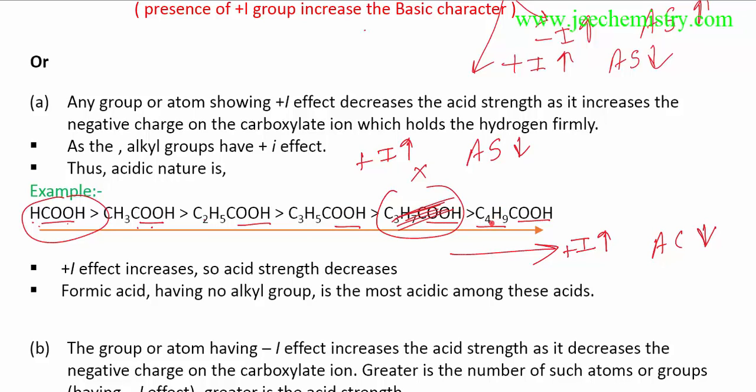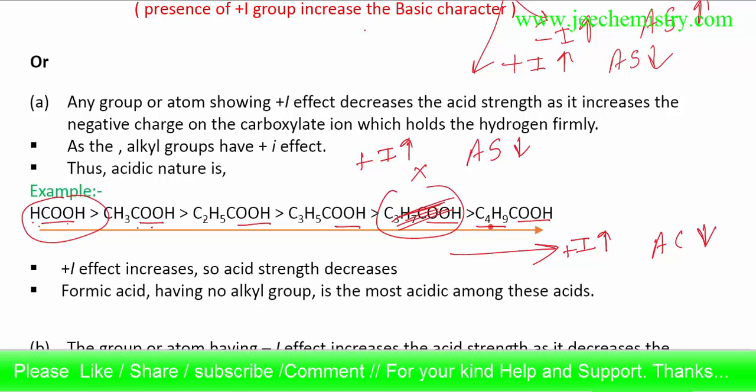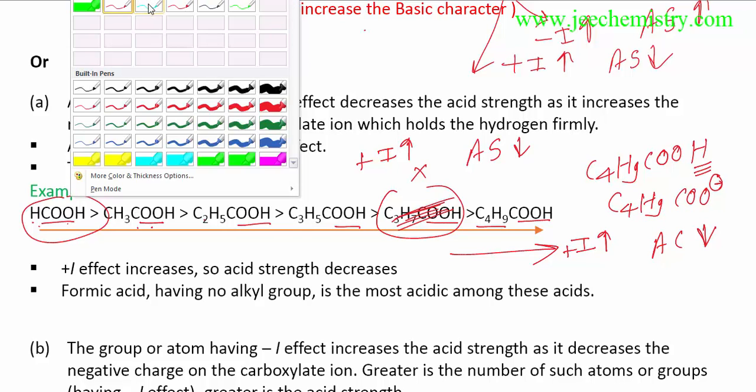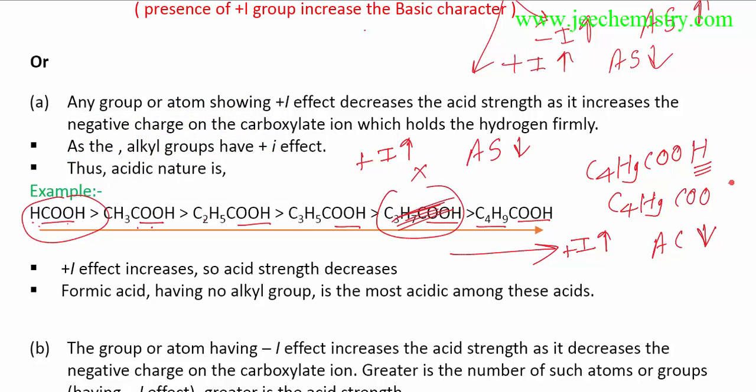Now we will learn why acidic strength is dependent on the inductive effect. How are acidic strength and positive and negative inductive effect related? Actually in an acid, suppose this is the acid C4H9COOH. If this leaves as H plus, then the compound form will be COO minus.